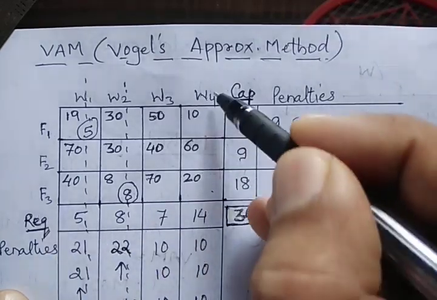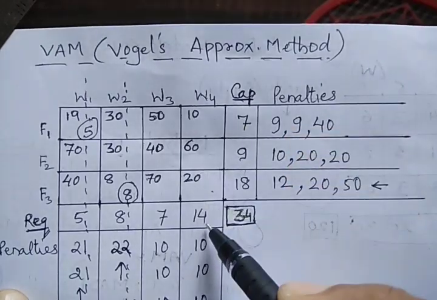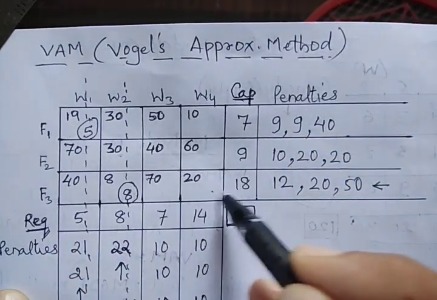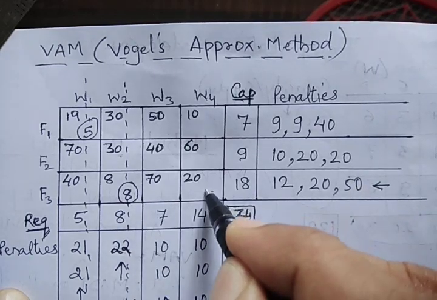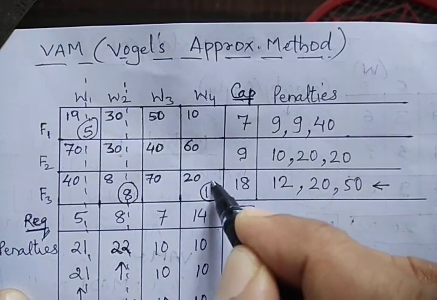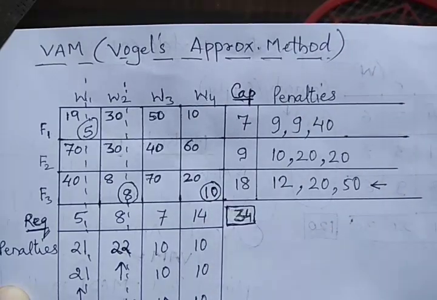It is in F3, W4. W4's requirement is 14. What is the capacity here? Only 10 is remaining now. 8 is gone, so only 10. So I can do an allocation of 10 here. I can do an allocation of 10 only.